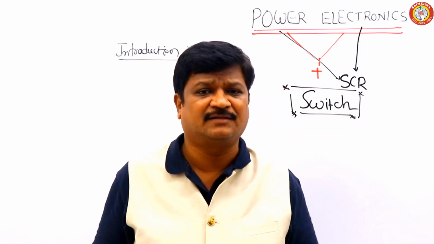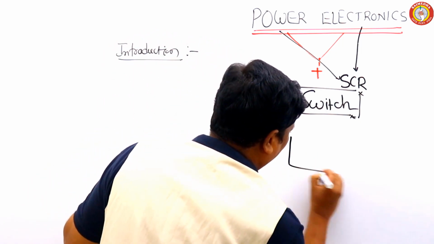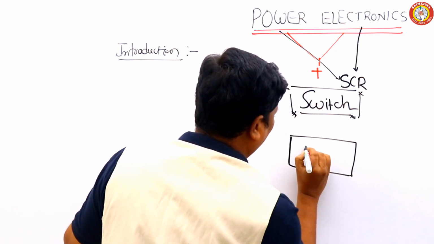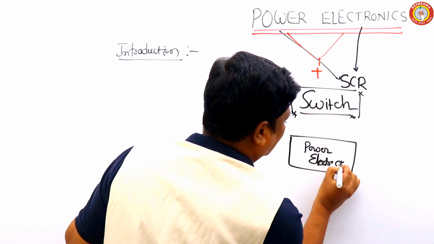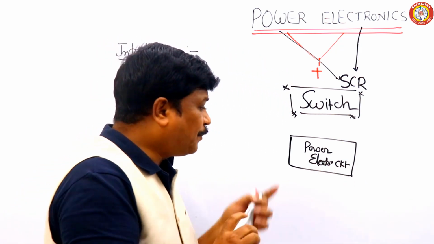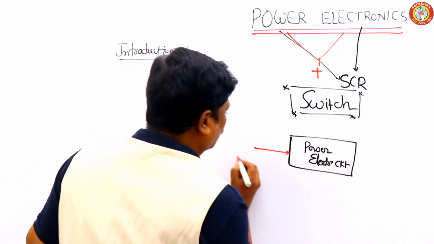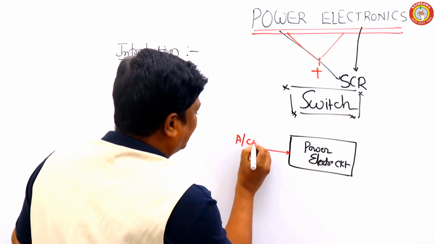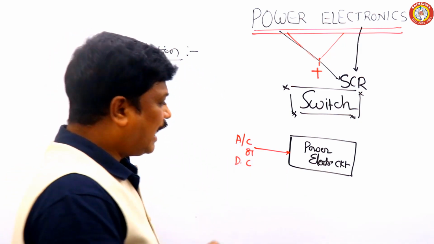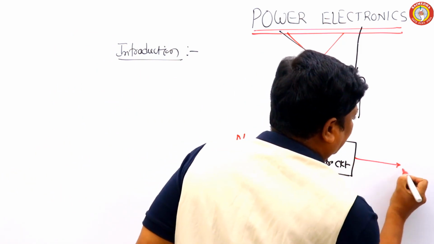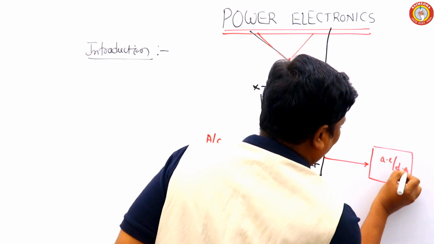Don't learn it by heart like that. I will just tell you. You see here we have a power electronic circuit. What is the input for this power electronic circuit? The input may be either AC or DC. And what is the output for this one? The output is either AC or DC. Of course, no difference.